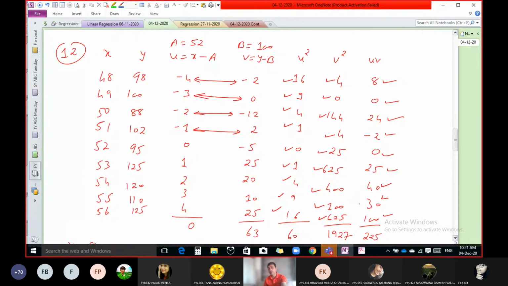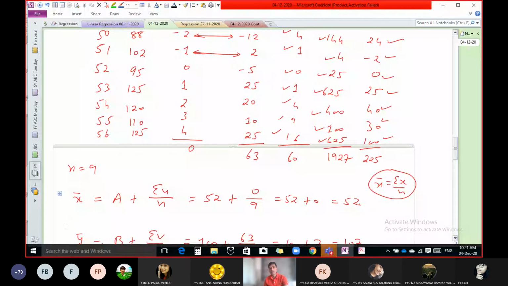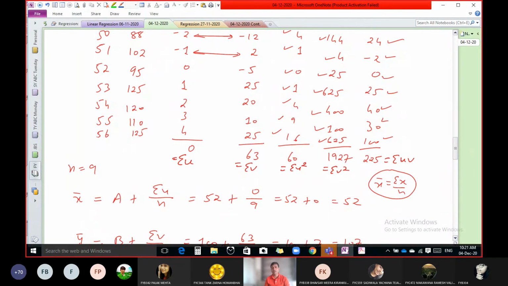So now we have different values. What is this? This is nothing but summation of u. This is summation of v. This is summation of u square. This is summation of v square. And this is summation of uv. And we have total 9 observations, so our n is 9.